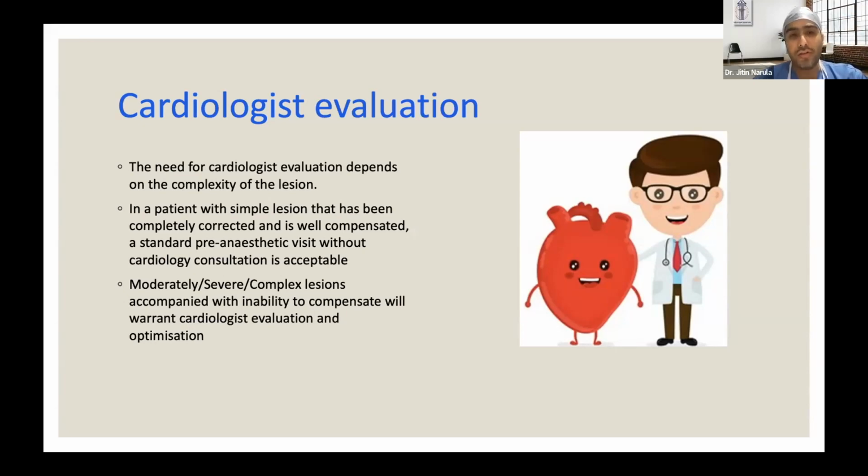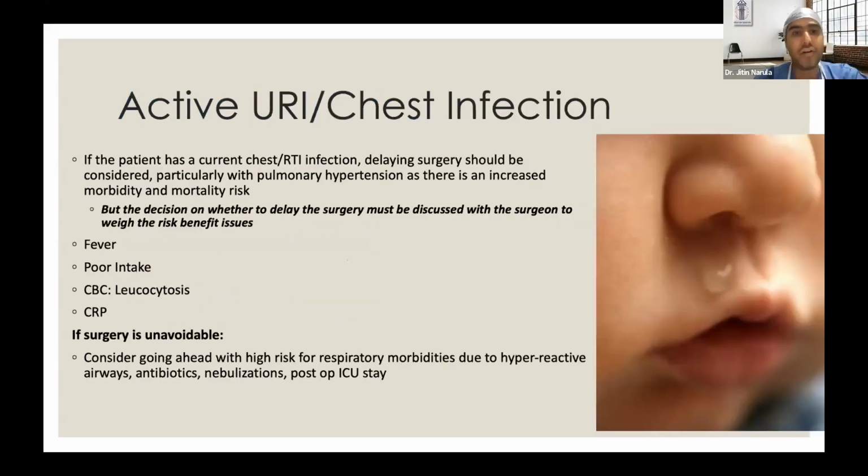And a patient with an active chest infection, which we very commonly see: if the patient has a respiratory infection, delaying the surgery should be considered, because these patients with pulmonary artery hypertension are at an increased risk of morbidity.